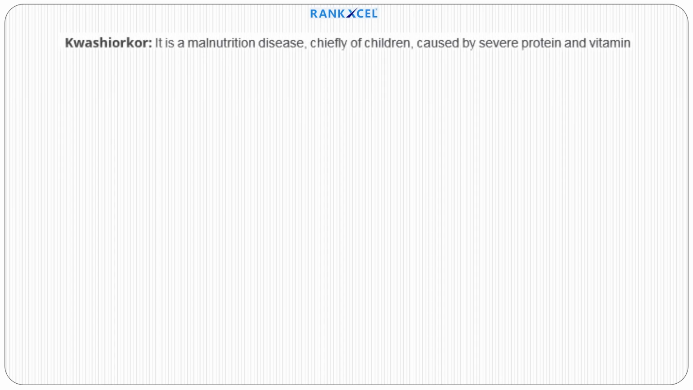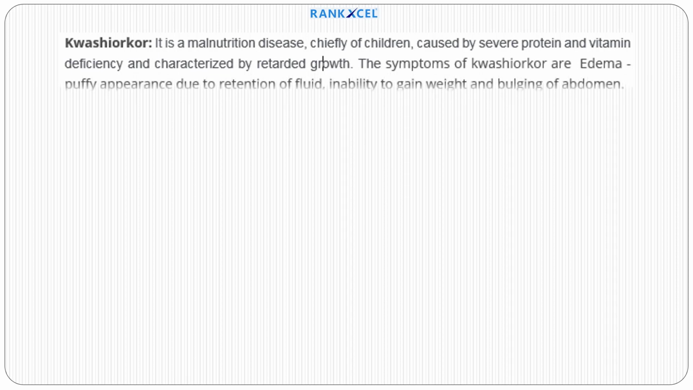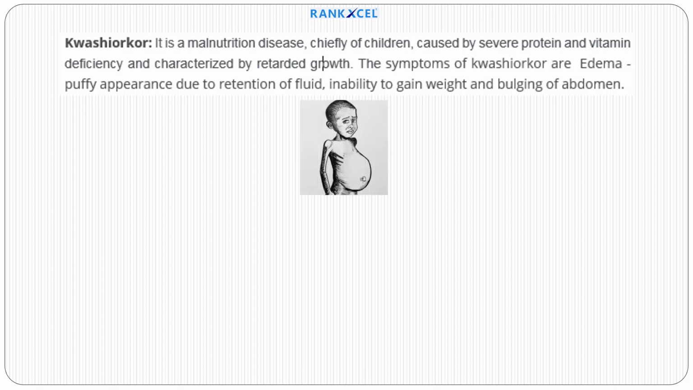Kwashiorkor. It is a malnutrition disease, chiefly of children, caused by severe protein and vitamin deficiency and characterized by retarded growth. The symptoms of kwashiorkor are edema, puffy appearance due to retention of fluid, inability to gain weight and bulging of abdomen. Marasmus. Children and young adults are likely to develop this disease.